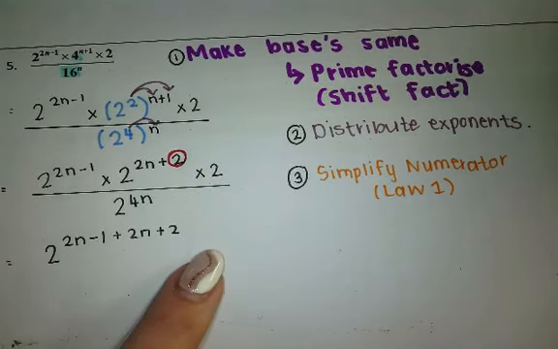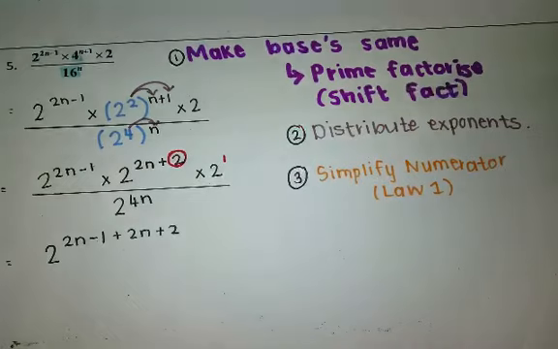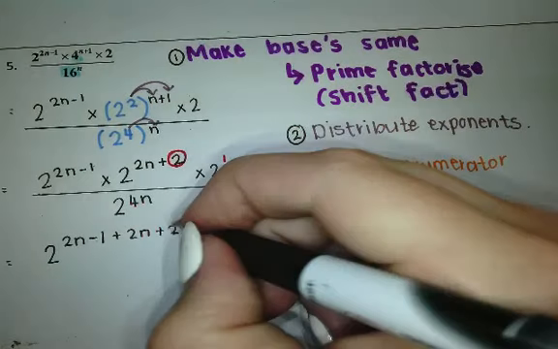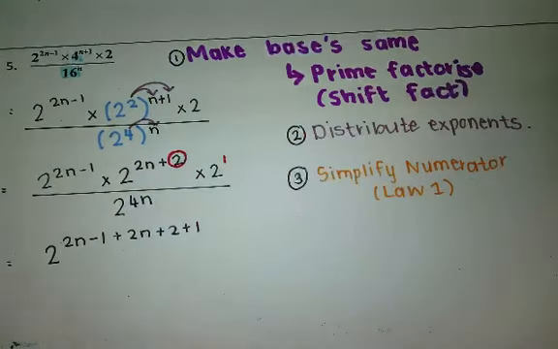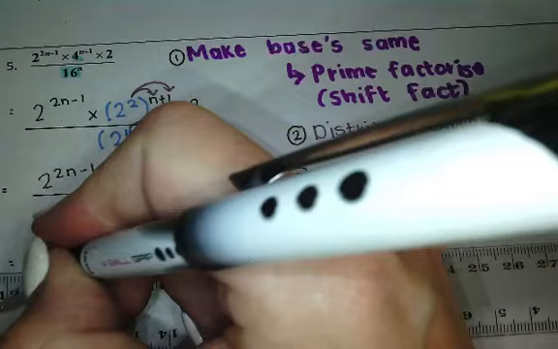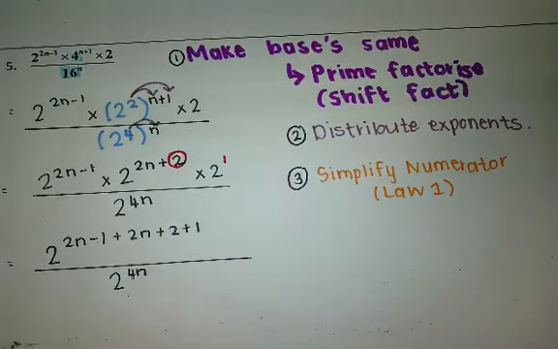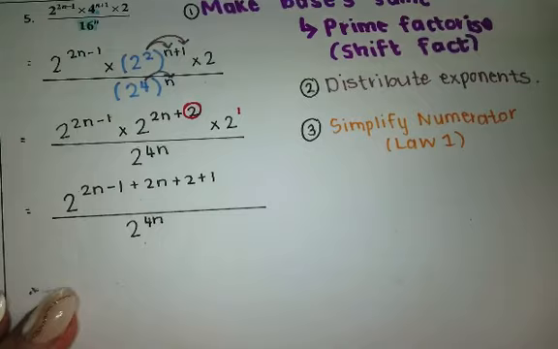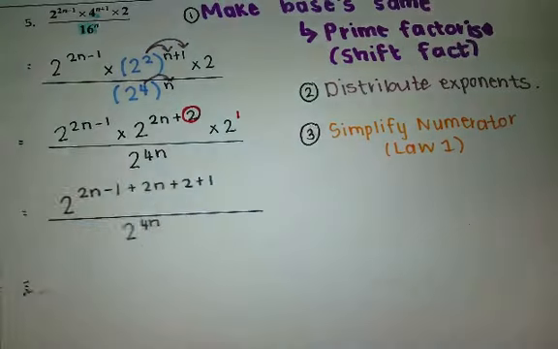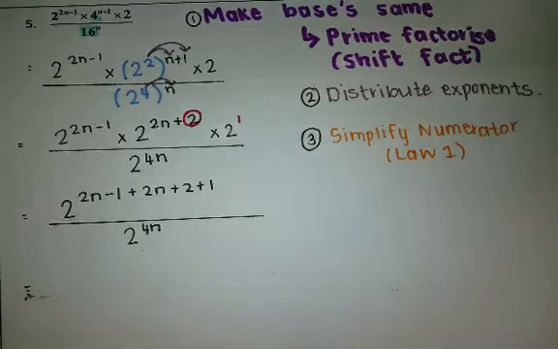Right, is that all? No. Okay, why is it not all? Because 2 has an exponent of 1. Okay, 2 has an exponent of 1. So we're going to add 1 over here. And we are still dividing by 2 to the power of 4n. There's nothing to simplify there.